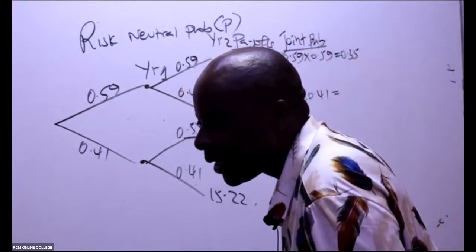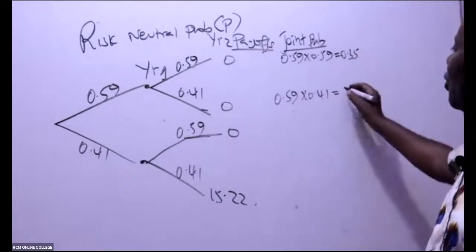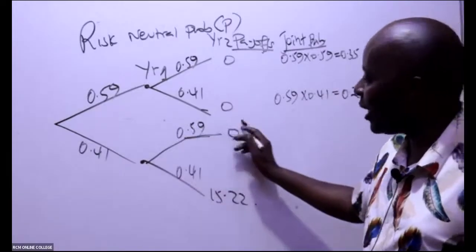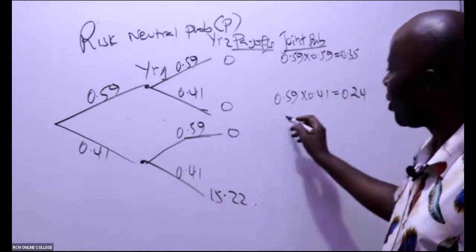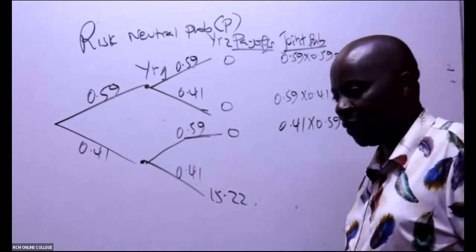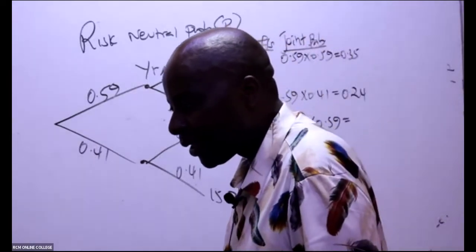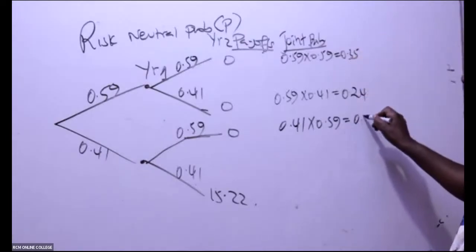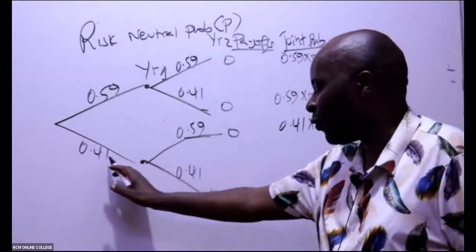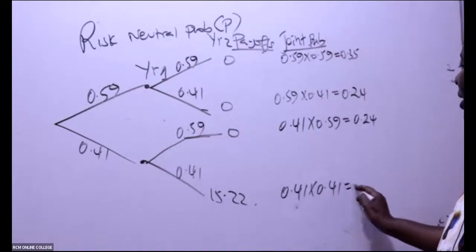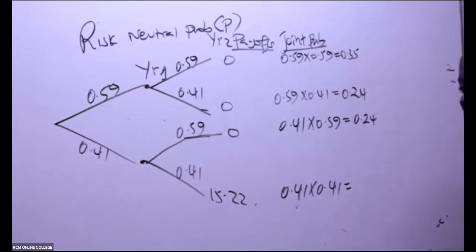Which answer? 0.24. Yes. Now come to branch number 3, the third branch. So you're following it. This will be 0.41 times 0.59, which will end up giving us what figure? They're telling me it is 0.24. And then we have 0.41 times 0.41. Is there somebody who is able to give me this figure? I'm being told it's 0.17.